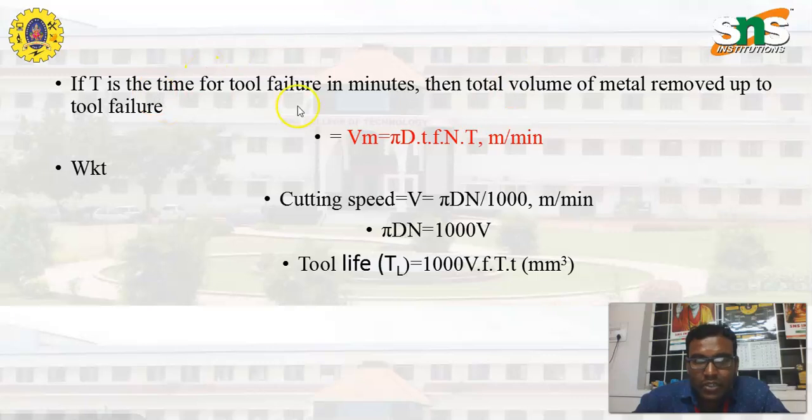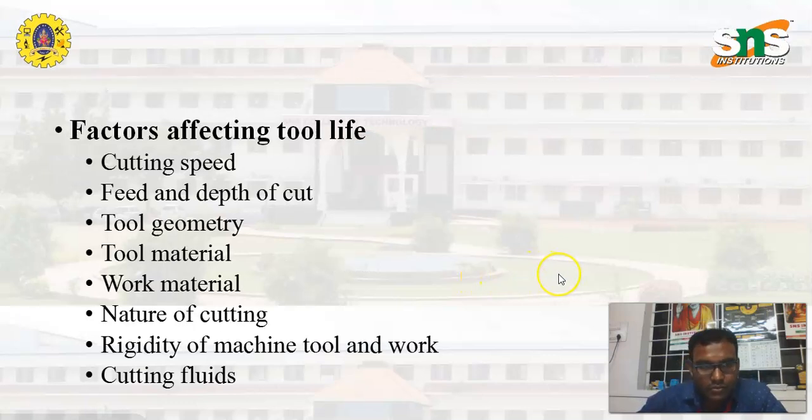If T is the time for tool failure in minutes, then the total volume of metal removed up to tool failure is determined as Vm equal to pi into d into t into f into n into T, capital T, that means time. Cutting speed is expressed in meter per minute and can be determined by the formula pi dn divided by 1000 meter per minute. The tool life is calculated as TL equal to 1000 V T divided by pi d f, mm cube.